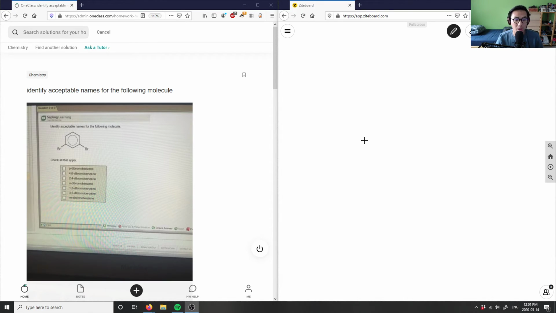Okay, so my first problem says, identify acceptable names for the following molecule. It's kind of hard to see these options, so let me rewrite this for you here. Number one, I want to name this molecule. I have some type of ring structure here, with a bromine bonded here and a bromine bonded here, and then it says to check all of the names that apply. So all of these names I have here.